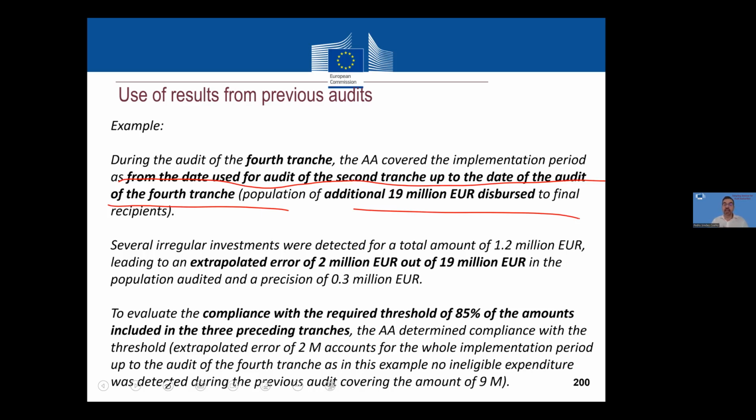Imagine that you have detected in this audit irregularities in the amount of 1.2 million euros, leading to an extrapolated error. What matters is the extrapolated error of 2 million euros out of these 19 that was incurred expenditure until this moment of the audit. And you have calculated, as usual, the precision. The precision is 0.3 million euros.